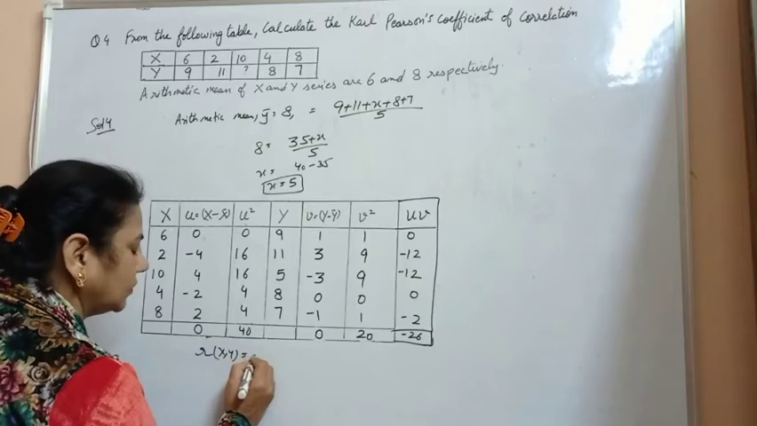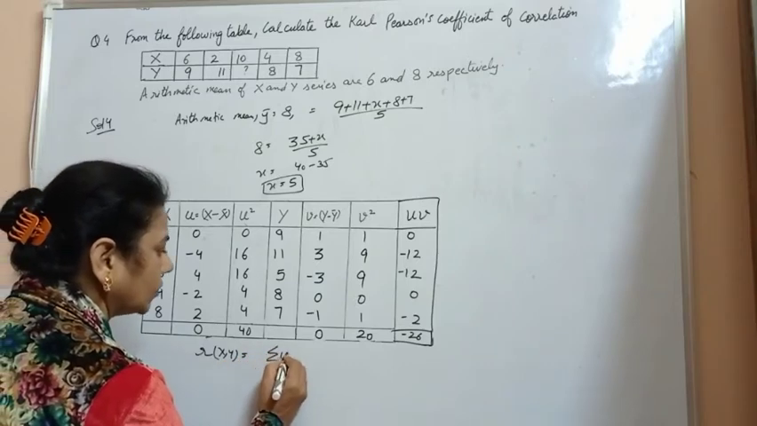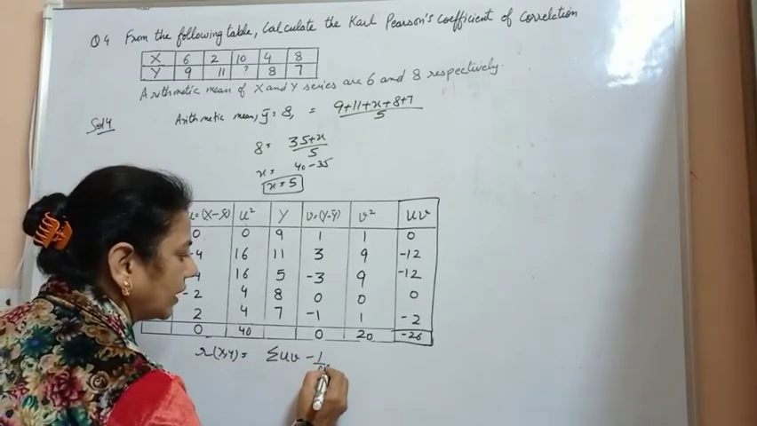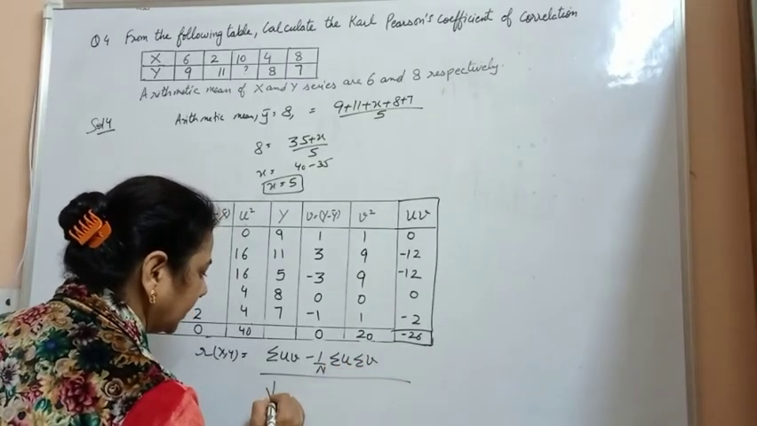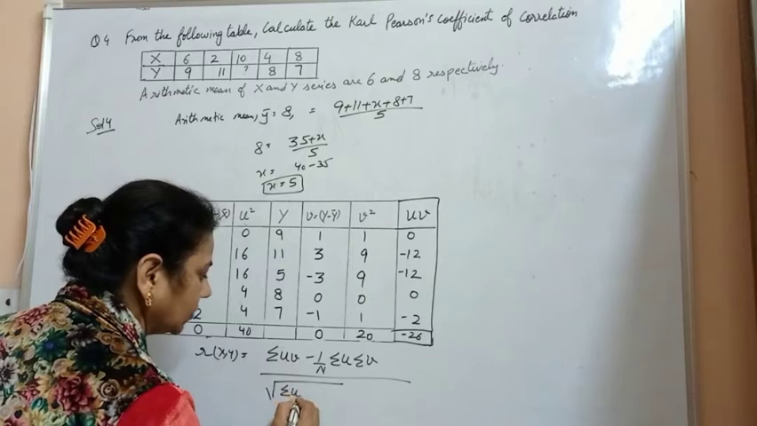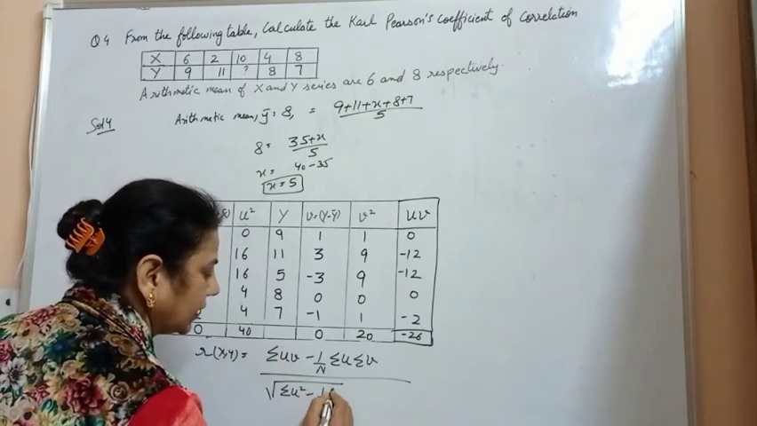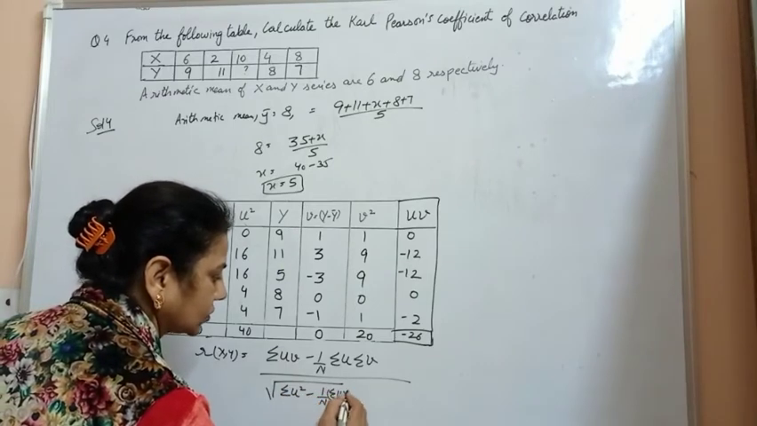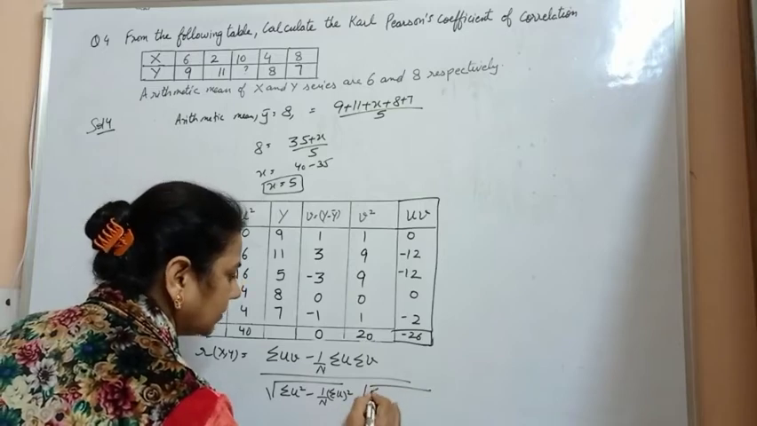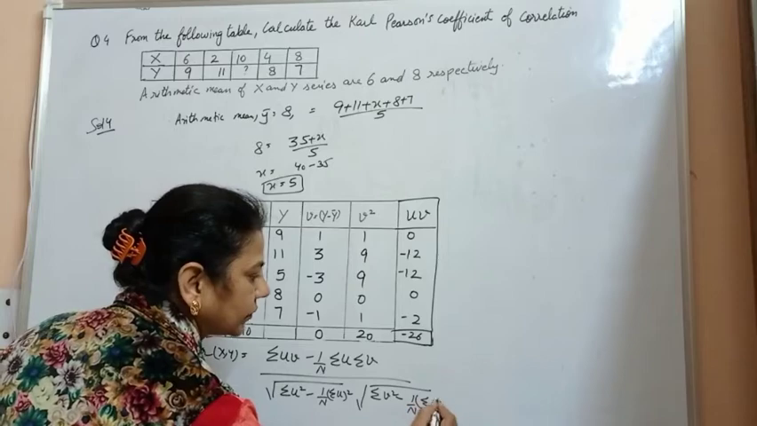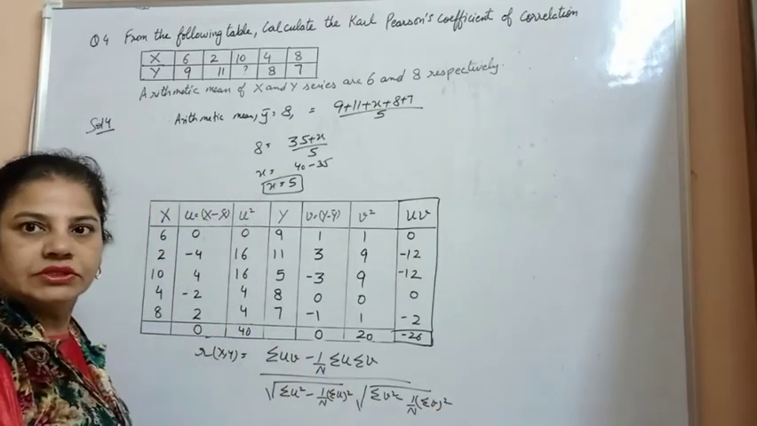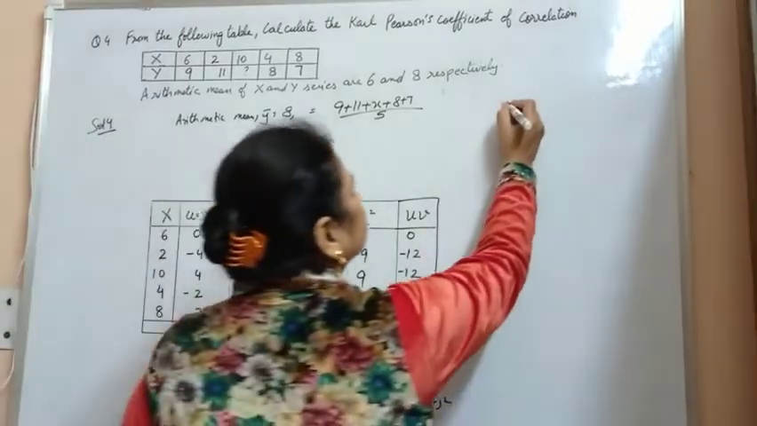Now we know for a Karl Pearson coefficient of correlation, the formula is Rxy is equal to sigma uv minus 1 upon n sigma u sigma v, divided by under root of sigma u square minus 1 upon n sigma u whole square into sigma v square minus 1 upon n sigma v whole square. Just substitute the values in this formula.